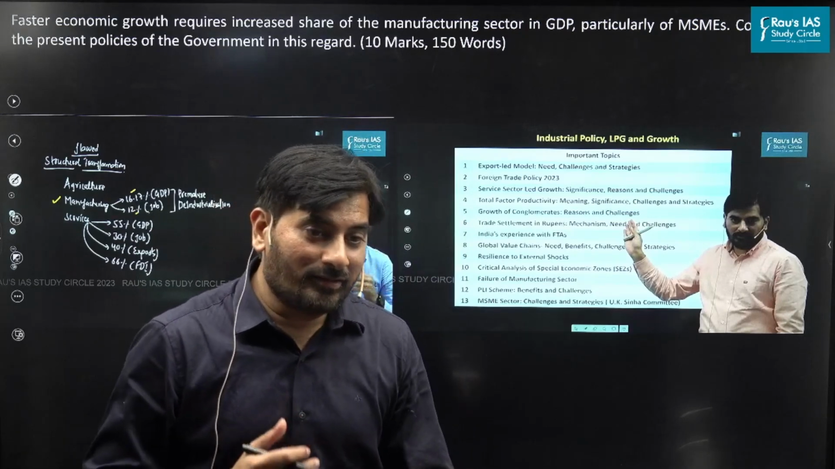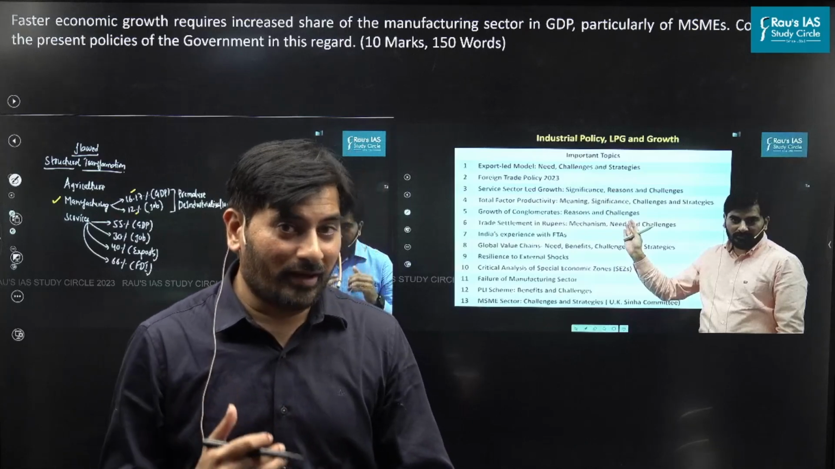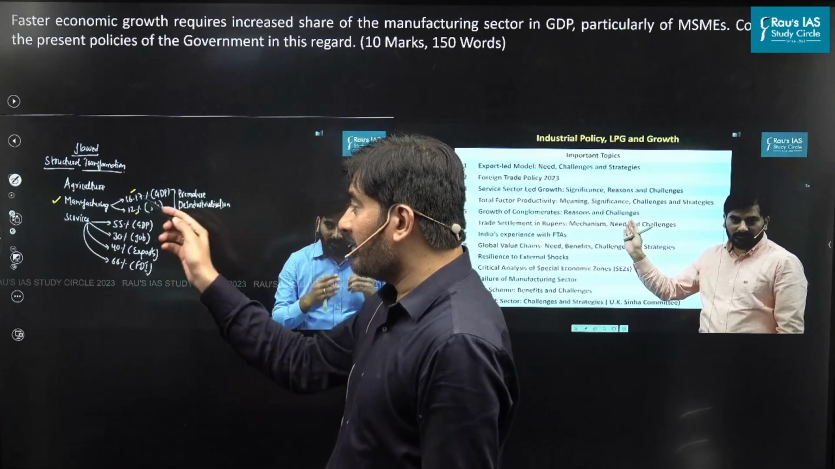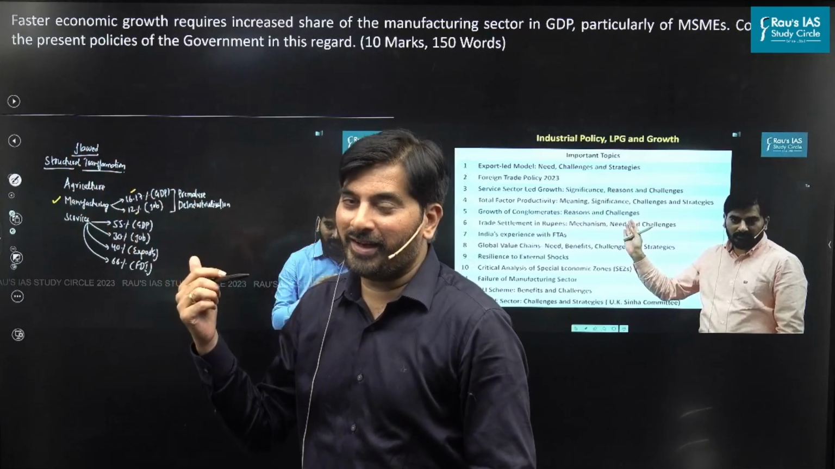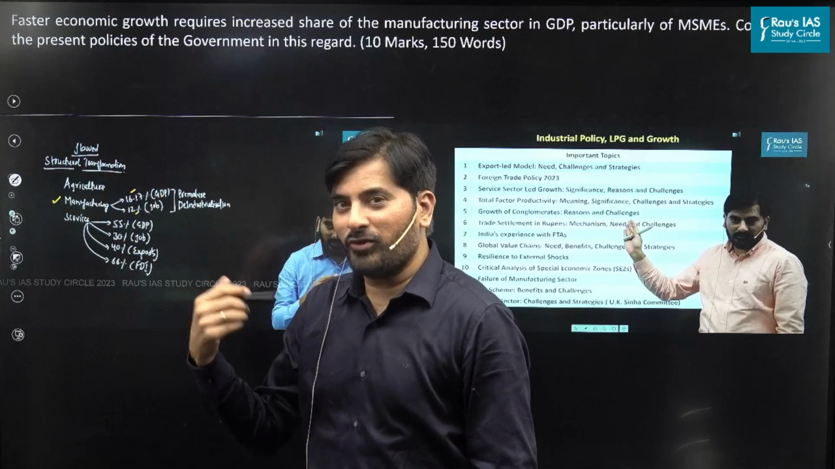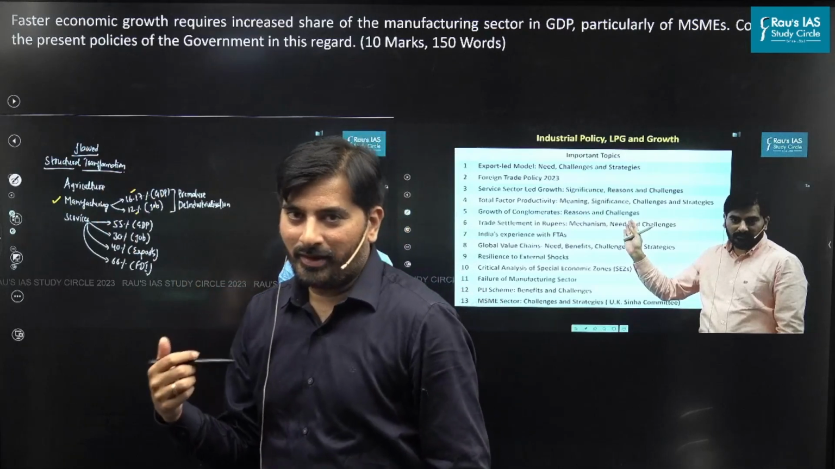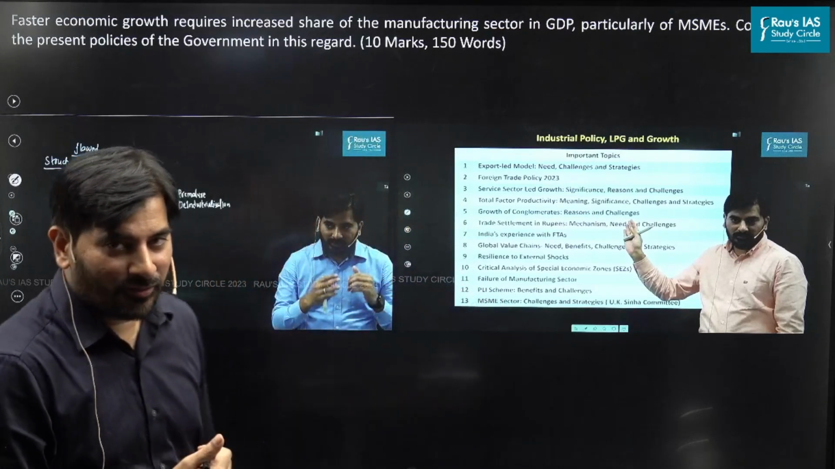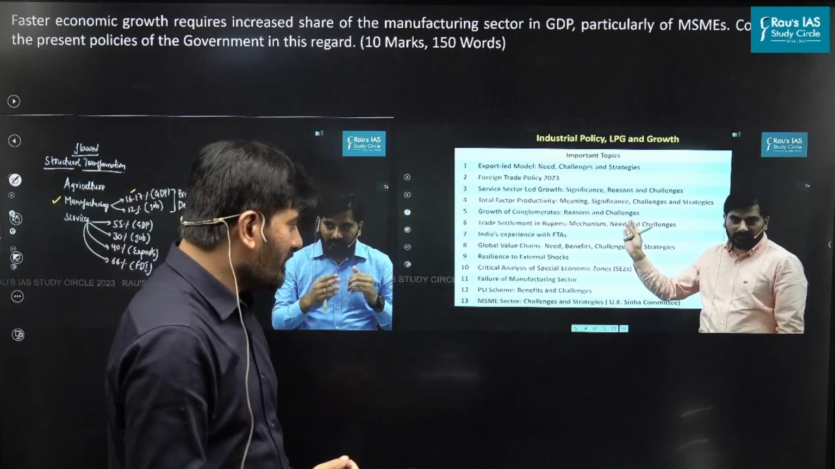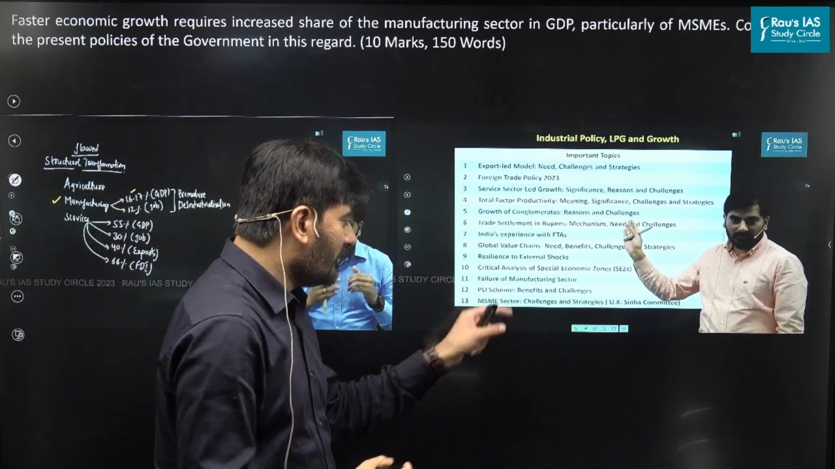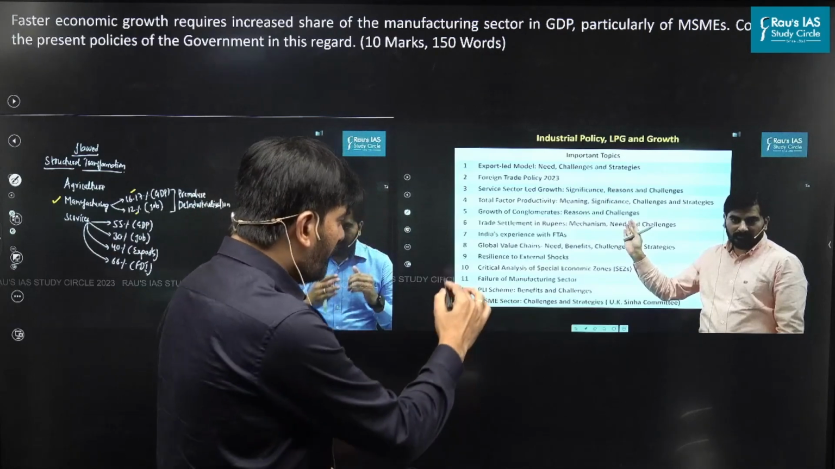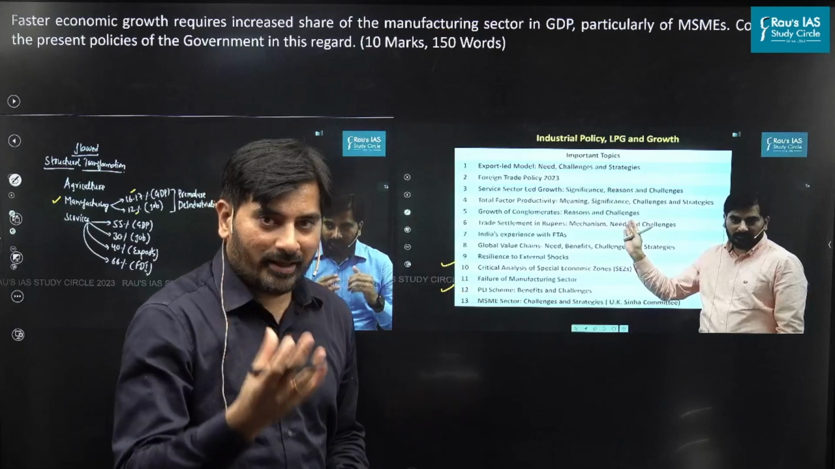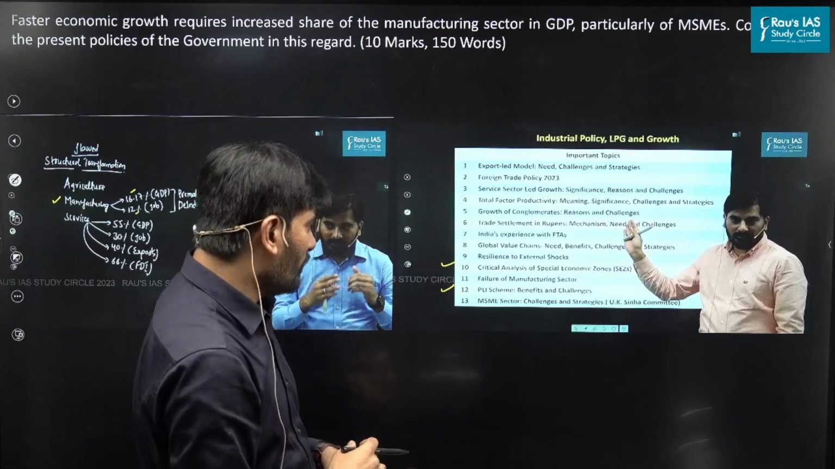The government seeks to increase the share of the manufacturing sector from 16 to 17% to at least around 25% of India's GDP. So, in pursuance of such a policy, the government has taken a number of initiatives. Initiatives such as the Production Linked Incentive Scheme, that is the PLI scheme. We have come up with the concept of SEZ policy, Special Economic Zone.